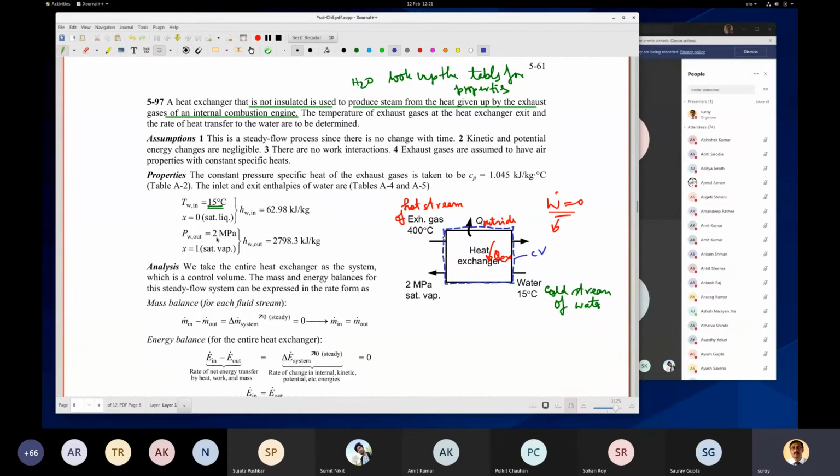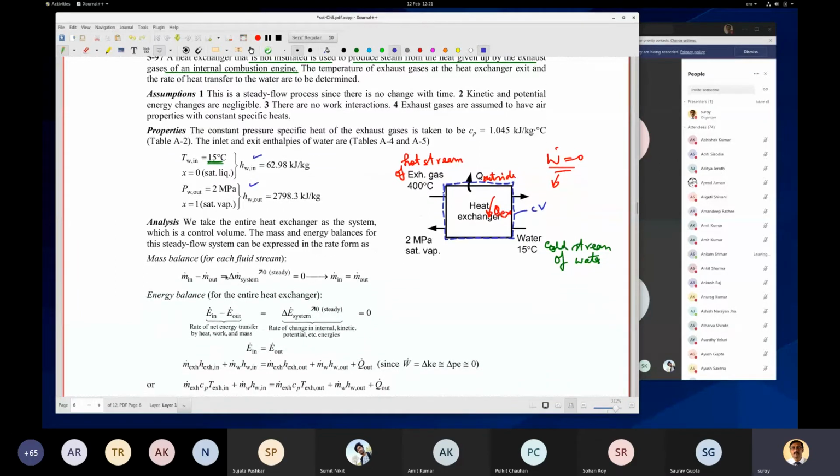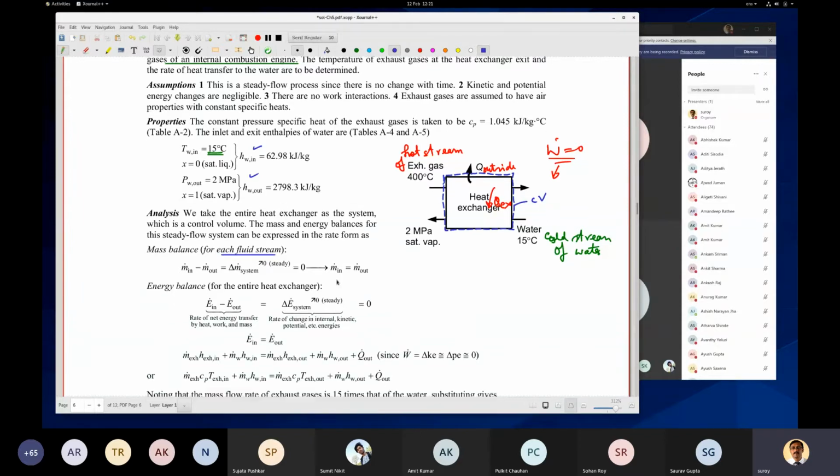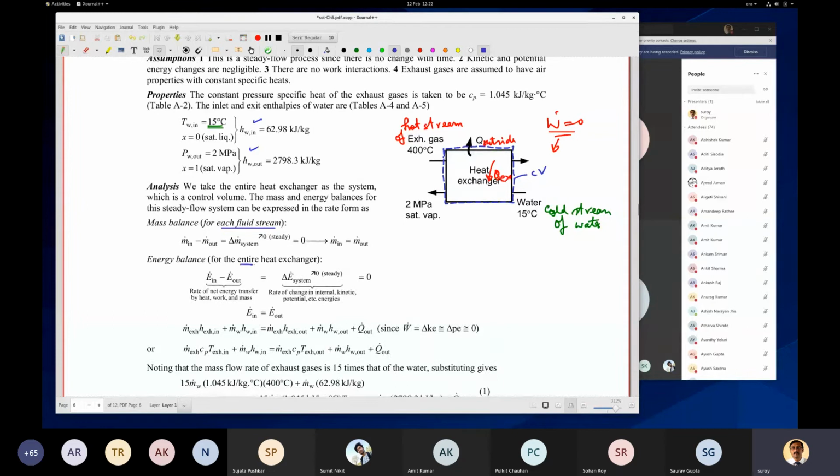This is at 15 degrees centigrade. The outlet pressure is 2 megapascal. So these properties are known, water in and water out. The mass balance is also known, the total mass for each fluid stream, in and out. For the entire heat exchanger, we have to do the energy balance. For this control volume, total coming in equals total going out. So this is in.